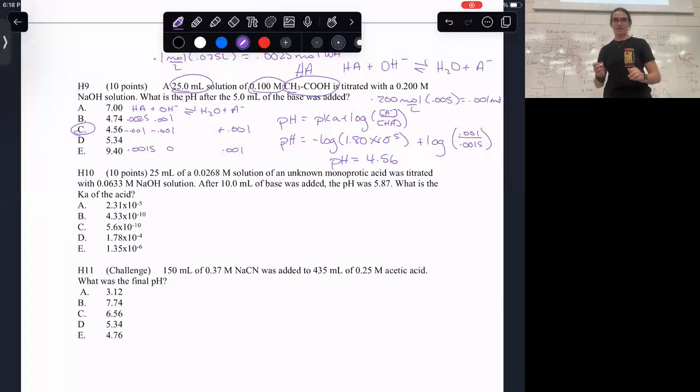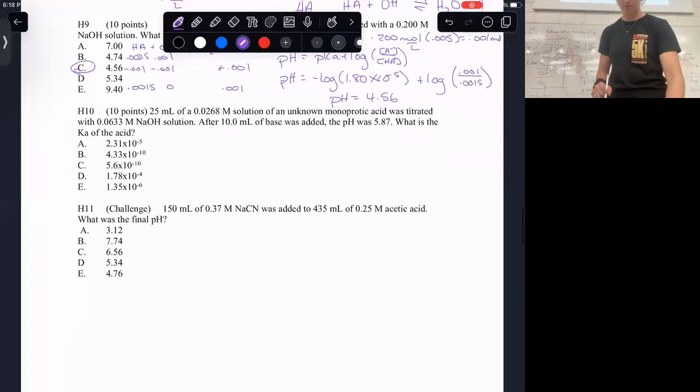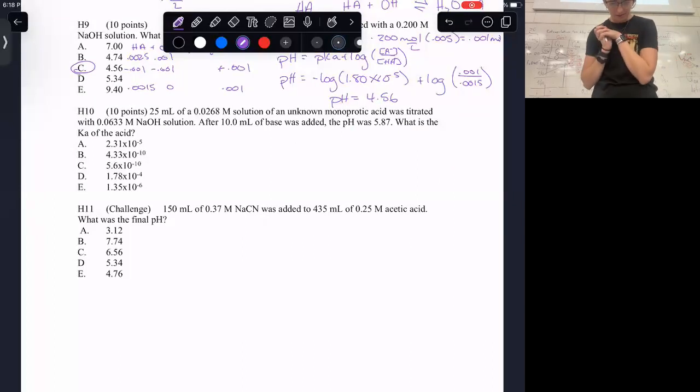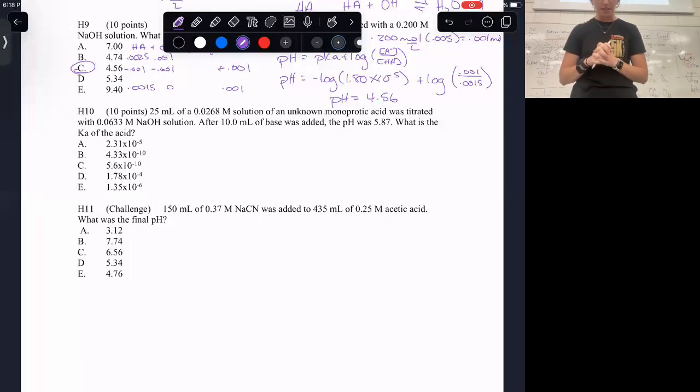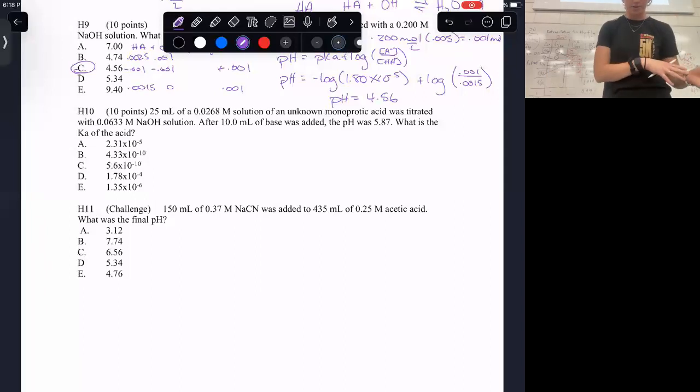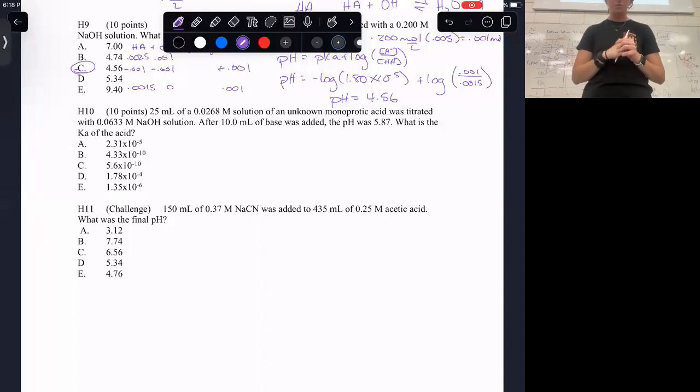Okay. Next question. Question 10. 25 mLs of a 0.0268 molar solution of an unknown monoprotic acid was titrated with this concentration of sodium hydroxide. After 10 mLs of the base was added, the pH was 5.87. What is the Ka of the acid?